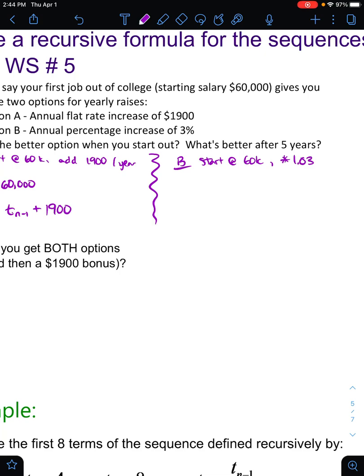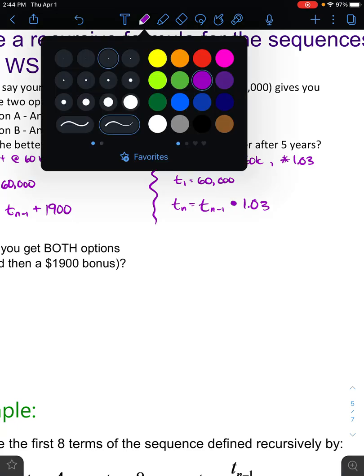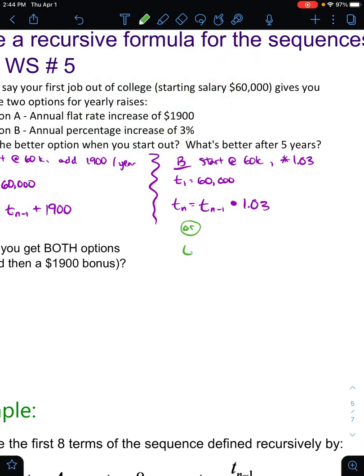So it's going to be T sub 1 is the same, $60,000. I really should write that out, sorry. And then T sub n is T sub n minus 1 times 1.03. You could also consider that T sub n equals T sub n minus 1 plus 0.03 of T sub n minus 1. But these are equivalent formulas.